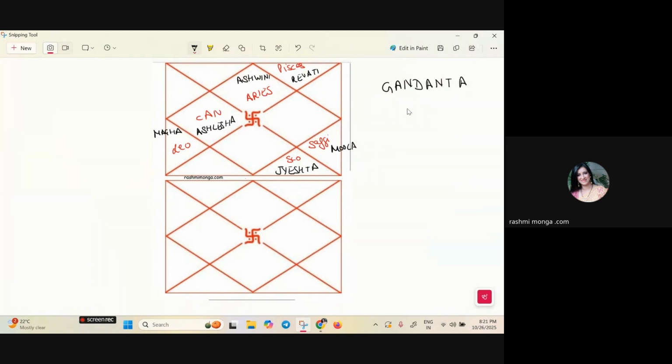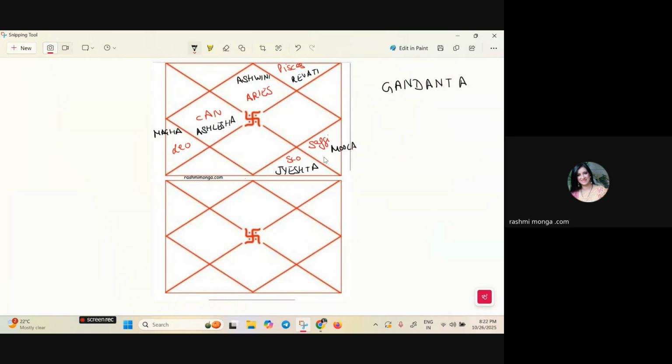See, one thing did you notice that the Gandanta degrees are usually between the water and the fire signs? Pisces is a water sign. It is ending at Pisces and starting at Aries. That is a fire sign. Water and fire. Here again, Cancer is a water sign. Leo, fire. Scorpio's water. Here, Sagittarius is fire sign. So they are happening between the water and the fire signs.